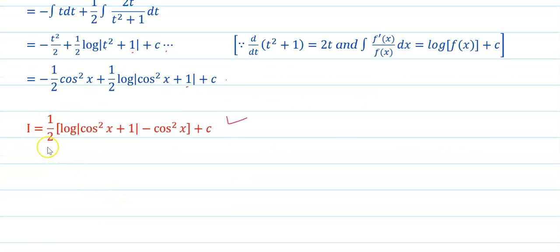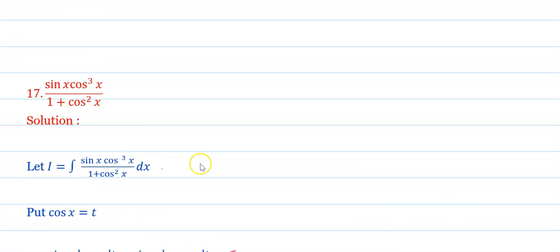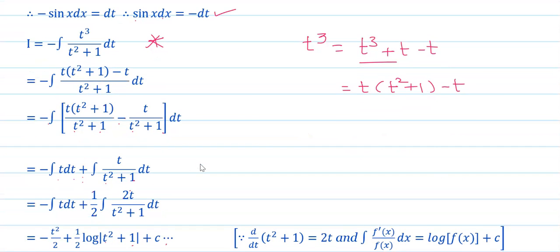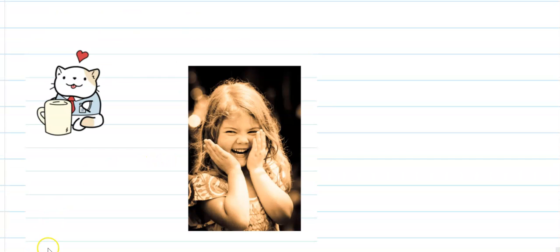What is that answer? 1 upon 2 log of mod of cos square x plus 1 minus cos square x plus c. And in this way, we have completed this exercise, that is 3.2a. Again, you can see this. Easy substitution. And in this way, we have completed the exercise 3.2a.